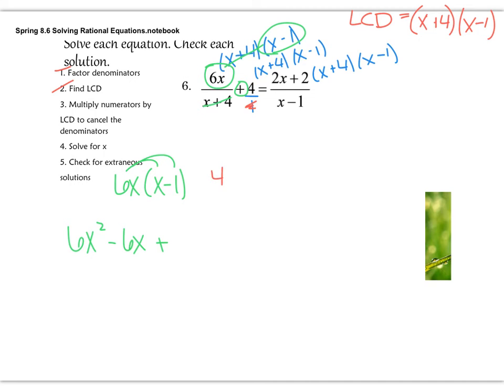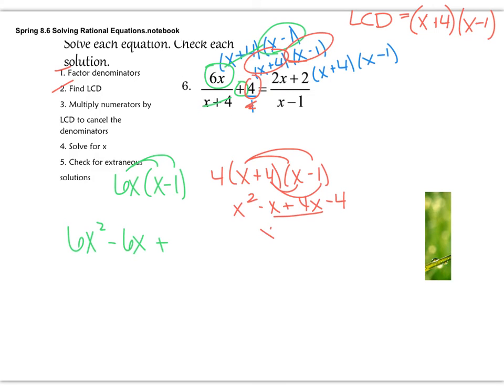So I have a 4, an x plus 4, and an x minus 1, right? I have all of these pieces left on top. So I need to multiply all these together. I'm going to start with the back two. So we get x squared minus x plus 4x minus 4. Like terms, x squared plus 3x minus 4. And then drop down that 4. So we have 4x squared plus 12x minus 16, because we have to distribute all of that.